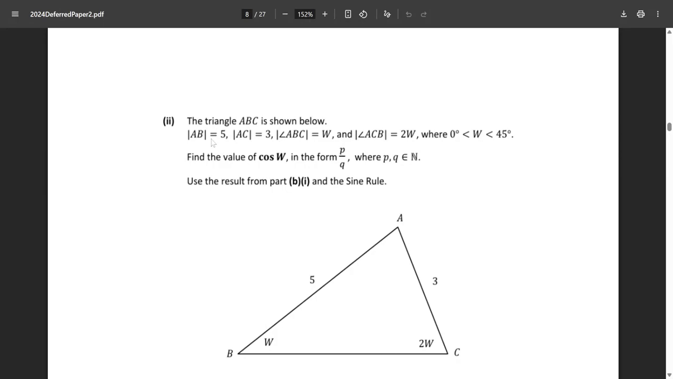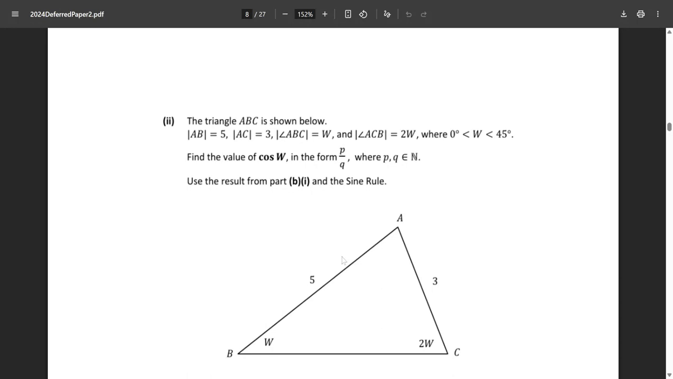Sometimes, and it's my own personal preference, once I've read that and I can see it's on the diagram, I just cross out that line altogether so that it's not confusing me, so I can focus on what's really important here. Anyway, all that first line is covered on the diagram. It's shown clearly on the diagram. Find the value of cos W in the form P over Q.